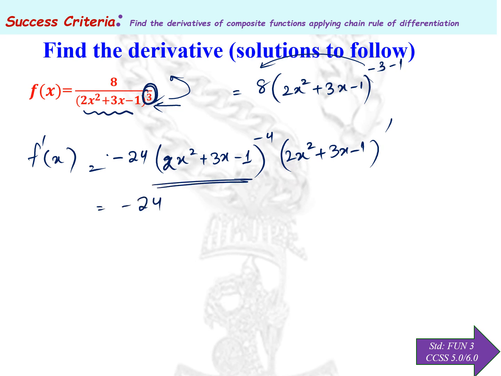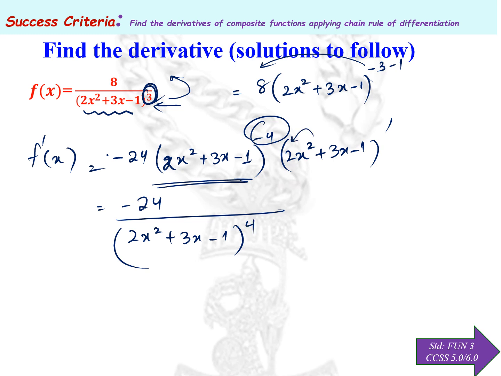Again here there is a negative power, so write it in the denominator, but the sign of the power will be converted into 4. Take the derivative. 2 times 2 is 4x plus the derivative of 3x is 3. The derivative of 1 is 0. Now you can't solve more than that. So this is your answer.